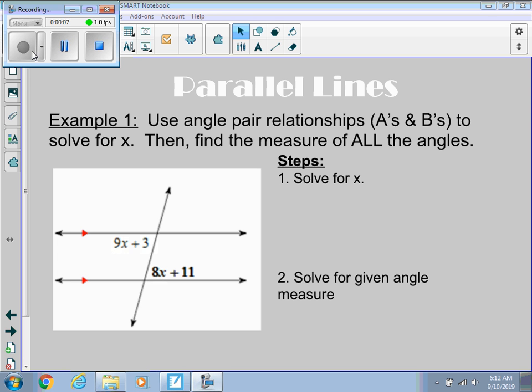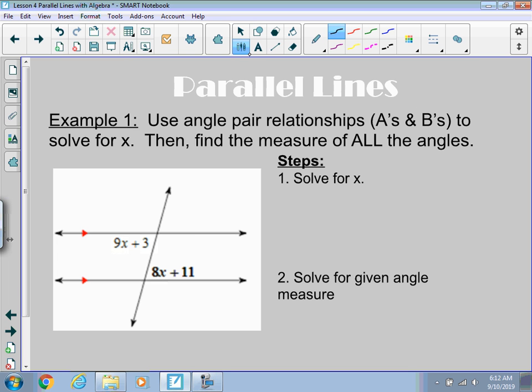Going to talk about how to solve using angle pair relationships for the value of x as well as the value of all the other angles in the picture. So first I'm going to cue what we're doing. We're solving for x and then finding the measure of all of the angles. So step one, if you cannot remember your vocabulary, is to put in your a's and your b's.